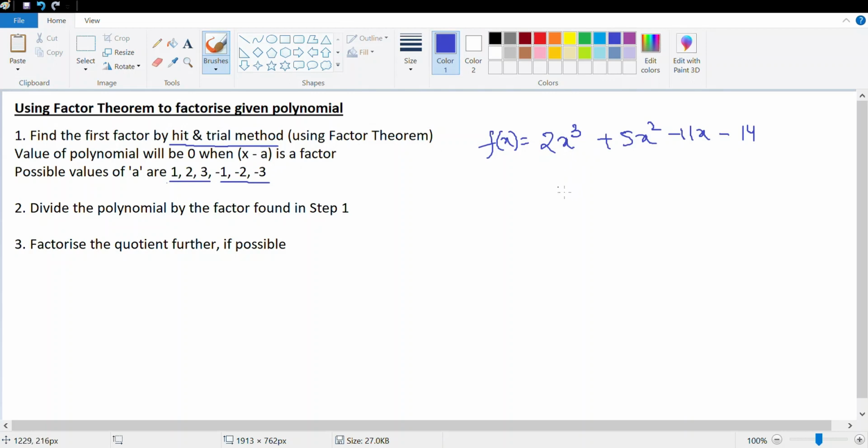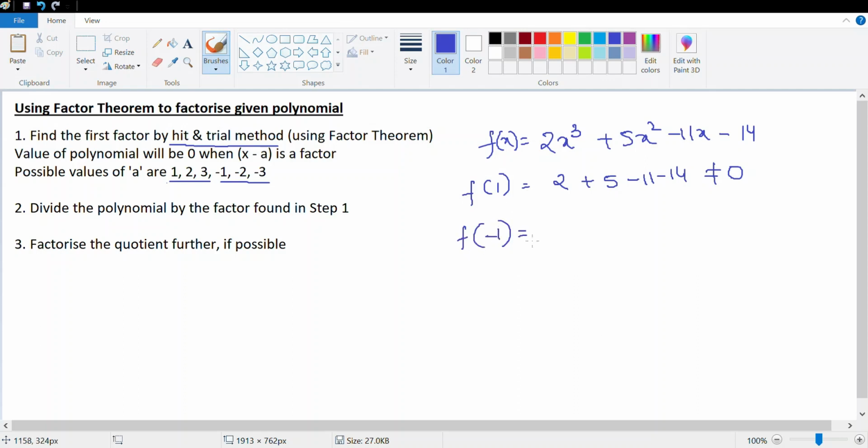So the first one we do hit and trial method. Let's try x is equal to 1. If x is equal to 1, this will be 2 into 1 cube plus 5 into 1 square, that's 5, minus 11 minus 14. This is not equal to 0, which means 1 is not a root, which means x minus 1 is not a factor.